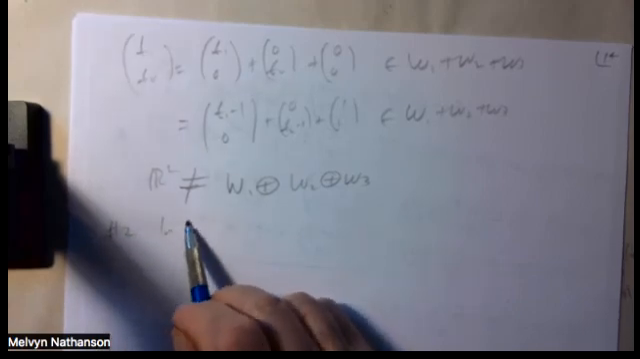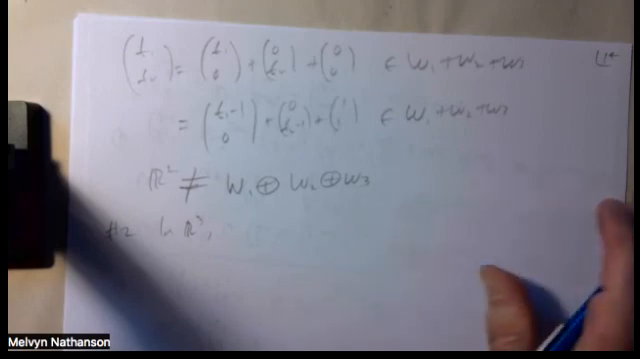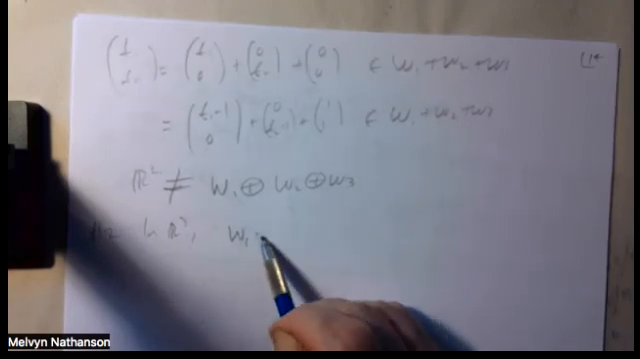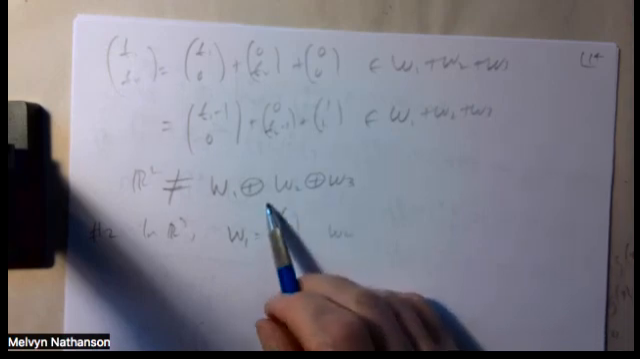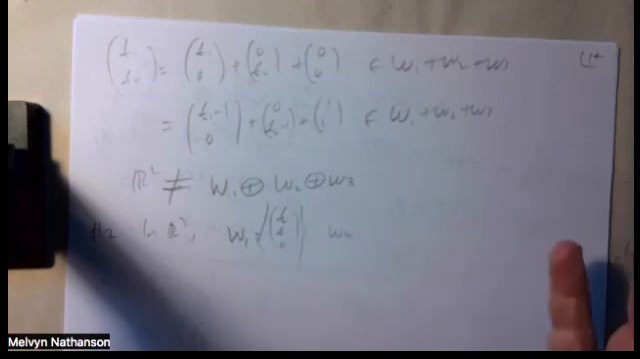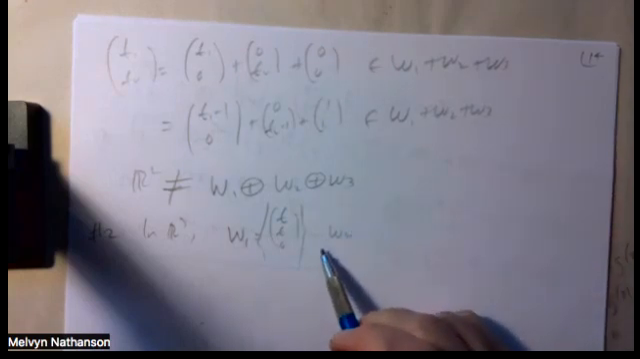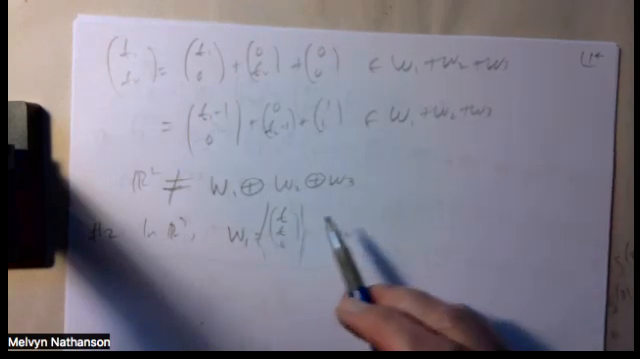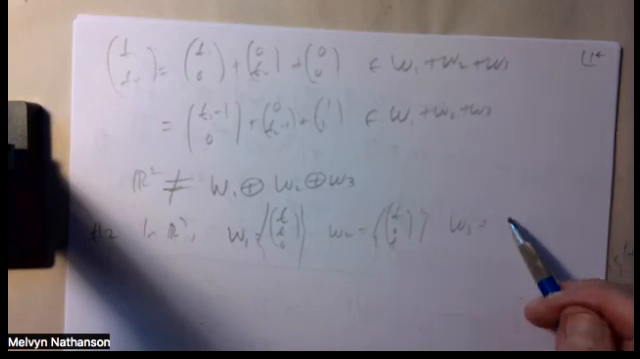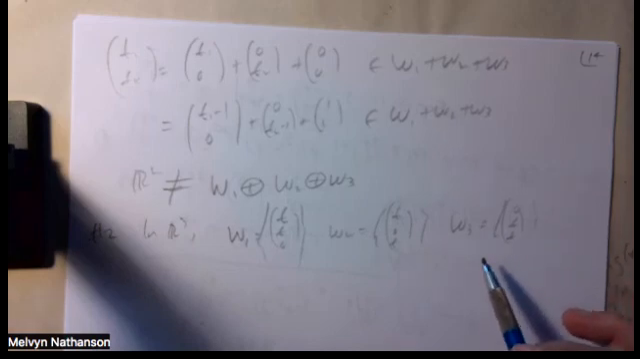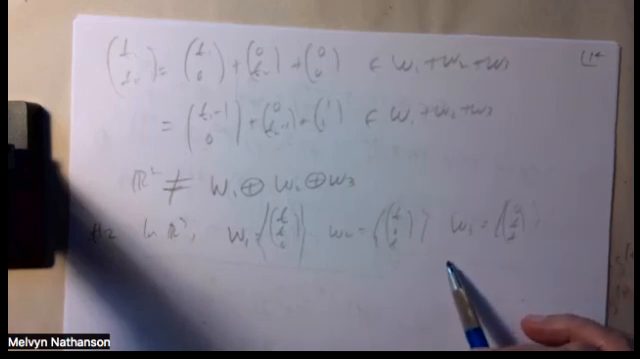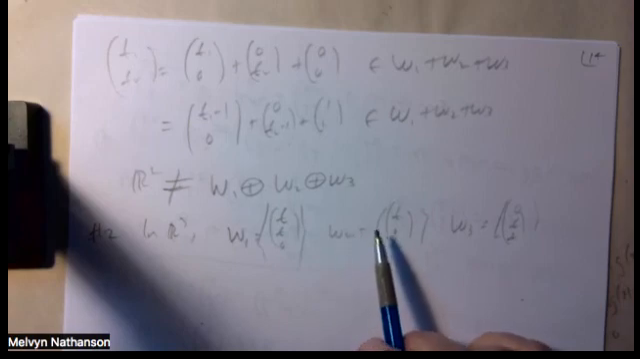In R3, I have the subspaces. W1 is all vectors where the first two coordinates are equal. This is shorthand, but it's written down in the notes, so I don't have to be more careful. W2 is all vectors where the first and third coordinates are equal. W3 is all vectors where the second and third coordinates are equal. So you can check, just as I did already many times, that these are all subspaces.